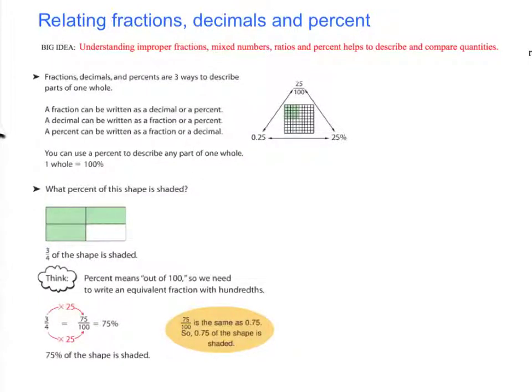All right, continuing with our big idea, understanding improper fractions, mixed numbers, ratios, and percents help us to describe and to compare quantities or amounts. Now, we've touched on this already, but today we're going to talk about relating fractions, decimals, and percents and how they're all connected. Well, we know they're definitely all connected because they're different ways to tell the same amount.